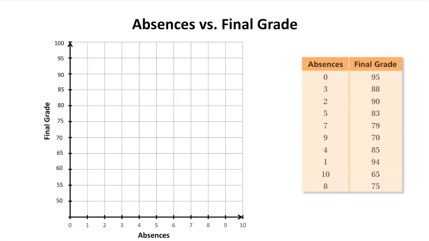So let's plot these points right here. A lot of times you'll be given a table like this one over here, and then you'll just plot the points, and then you'll see what type of correlation you have. So our first point is at 0, 95. So that's about here. I like to mark them off as I go. 388 is right about there, I think. 290 is around here.